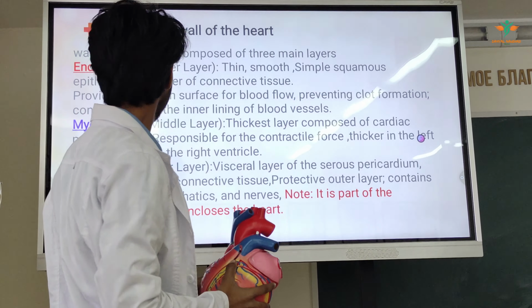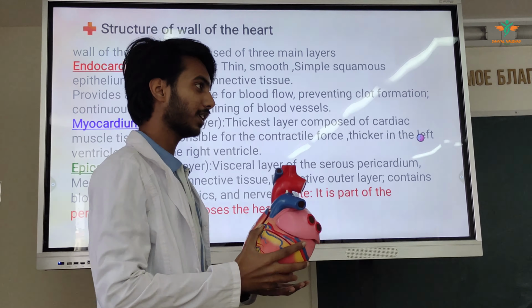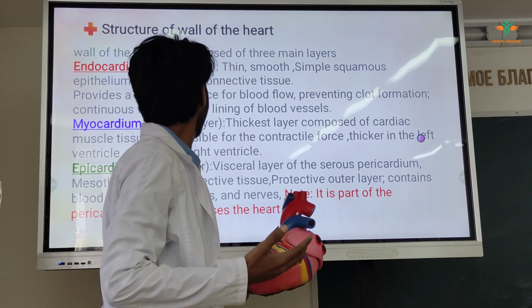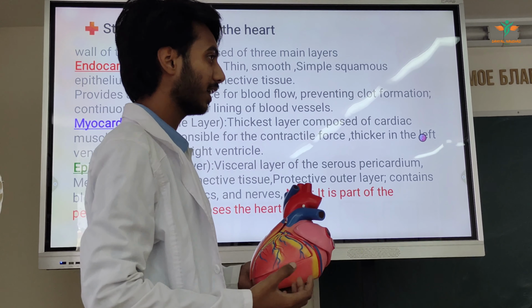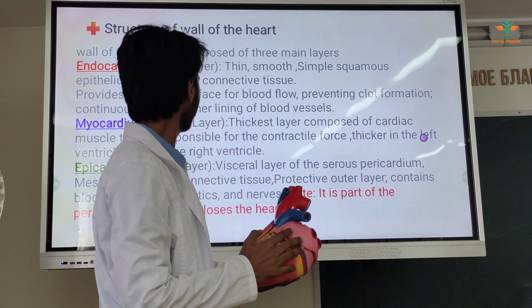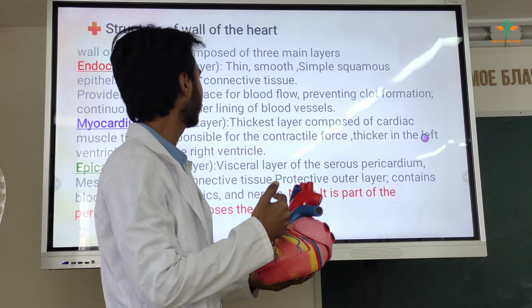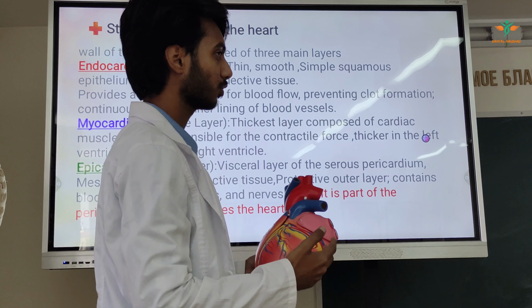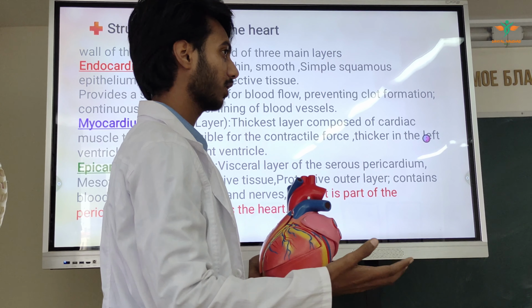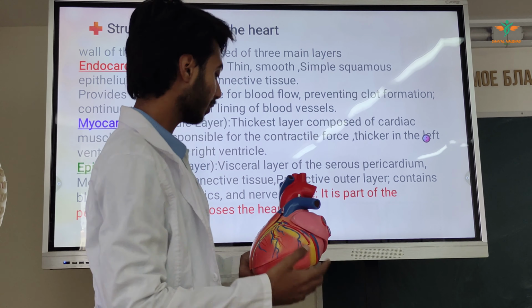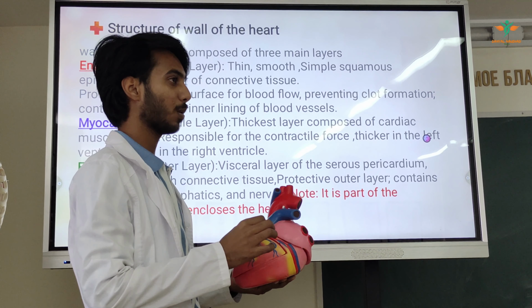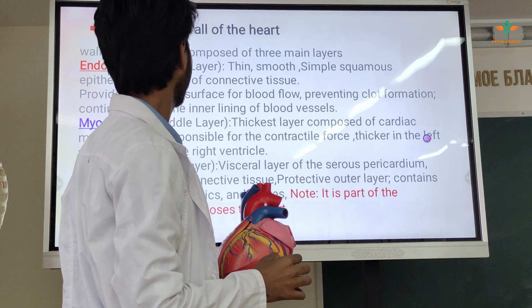Structure of the wall. There are 3 layers in the heart: endocardium, myocardium, and epicardium. The endocardium is the inner layer of the heart, which is thin and smooth, a simple squamous layer on connective tissue. Then the myocardium is the middle layer, the thickest, muscular layer.